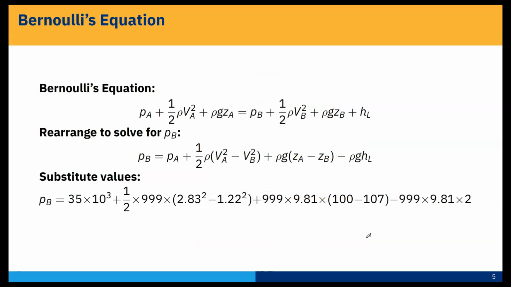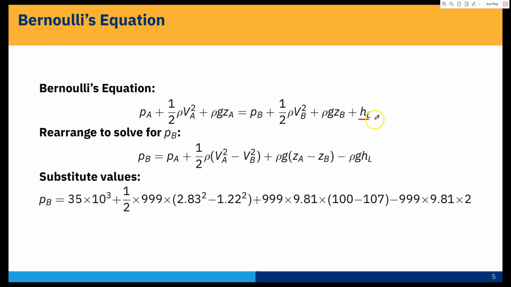Now apply the Bernoulli equation. The Bernoulli equation is PA plus half rho VA square plus rho G ZA is equal to PB plus half rho VB square plus rho G ZB plus HL. So now we have to plug in everything. So PB minus PA is nothing but half rho VA square minus VB square plus rho G ZA minus ZB.